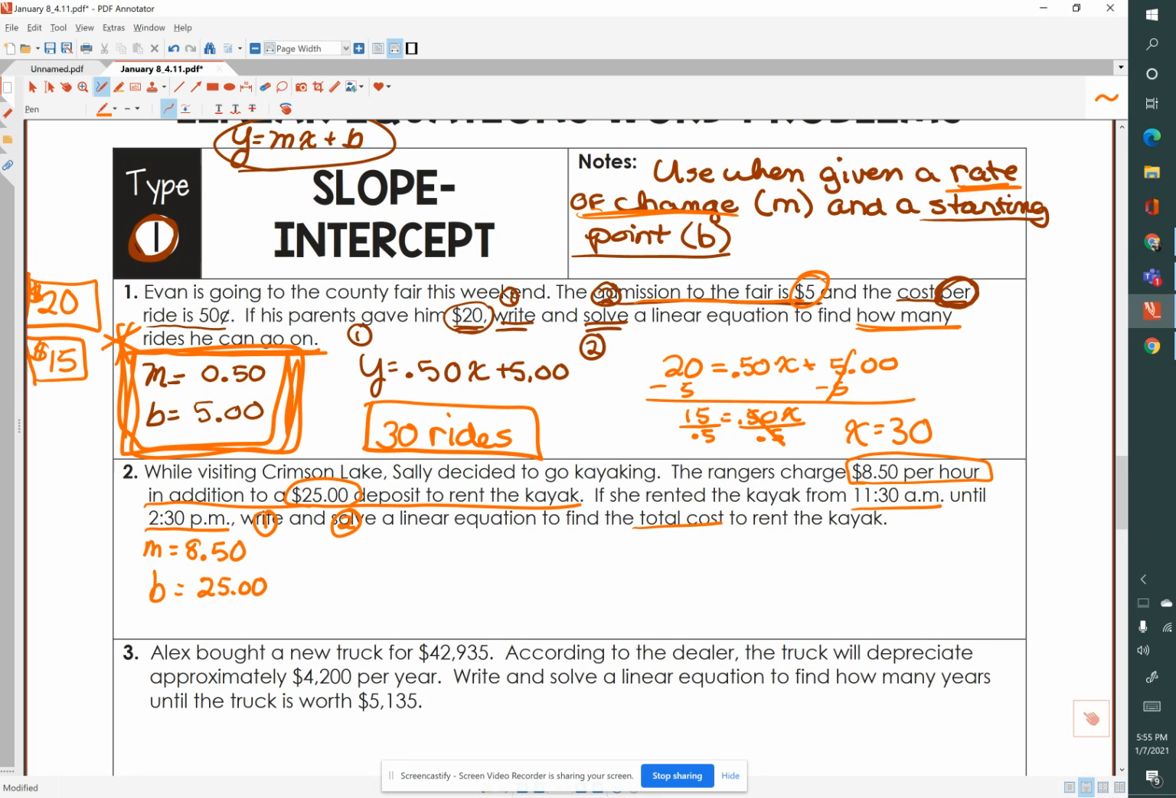So we know she has to pony up $25 as a deposit. Then she has to pay $8.50 an hour. Now I know a lot of you will say, well, Mrs. Gold, I'm just going to add 25 plus 8.50 plus 8.50 plus 8.50, and I'm going to give you the answer. That's great, but this is algebra, so we need to learn to do it this way. You need to show it to me this way. So let me show you how that's done.